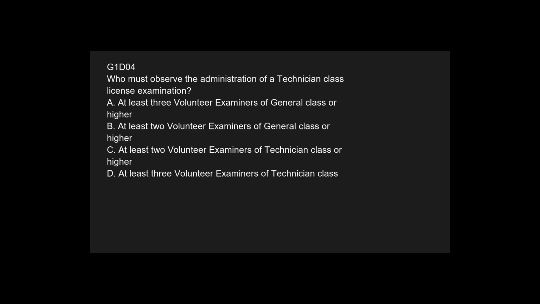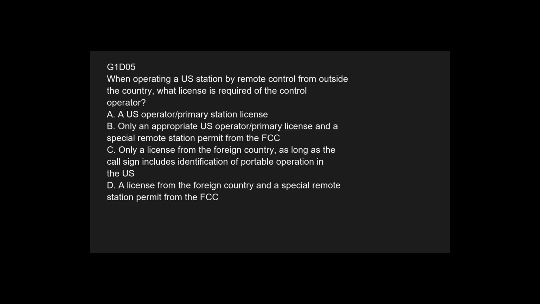Question: who must observe the administration of a technician class license examination? The correct answer is A. At least 3 volunteer examiners of general class or higher. Question: when operating a U.S. station by remote control from outside the country, what license is required of the control operator? The correct answer is A. A U.S. operator/primary station license.